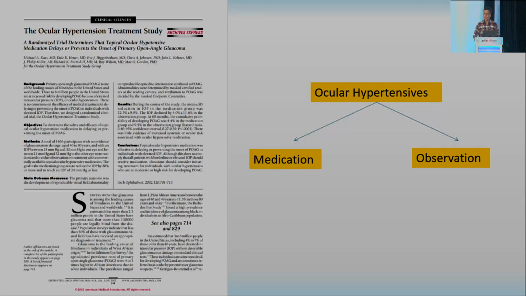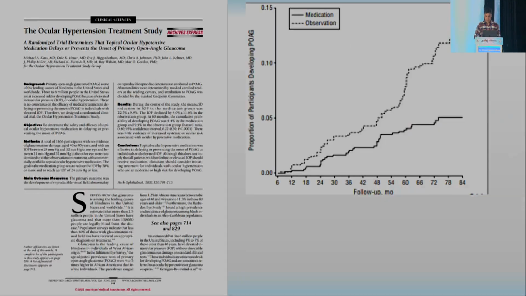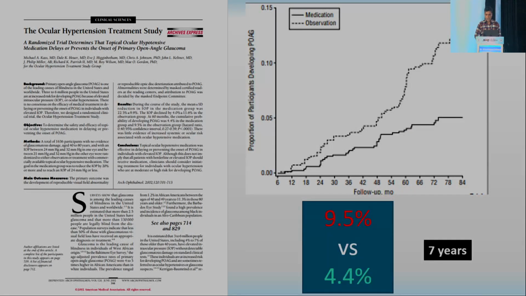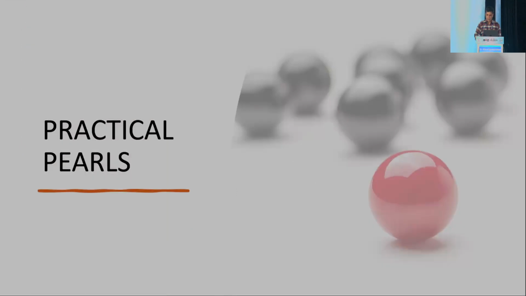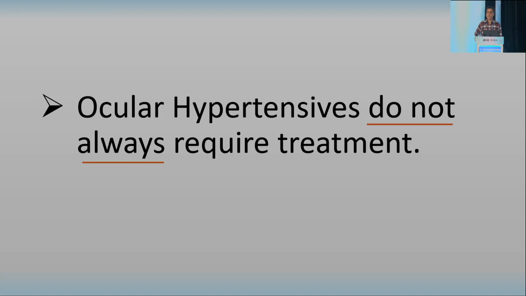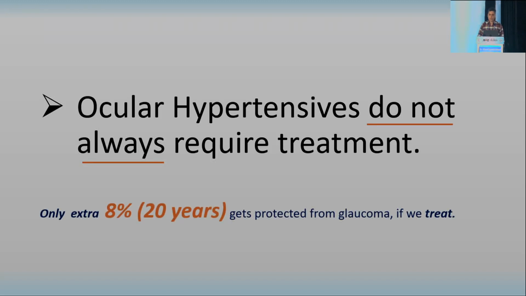Patients were randomized into the medication and the observation arm. The observation arm were put on medications at 7.5 years and followed up for a net period of 20 years. The headline results were that the risk of conversion to glaucoma could be reduced from 9.5 to 4.4 at 7 years, and at 20 years, the results were 49 to 42%. So from a practical perspective, it is pretty obvious that all the ocular hypertensives do not require treatment, because only an extra 8% gets protected from glaucoma if we treat.